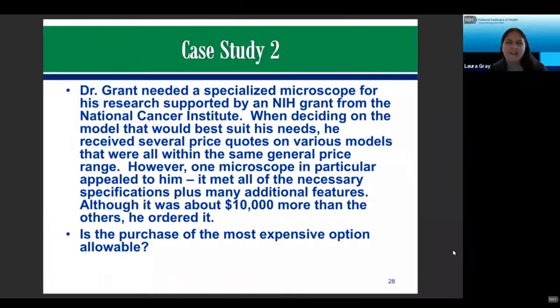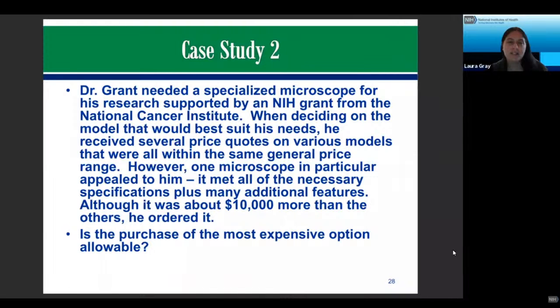Thanks, Philip. So in case study number 2, it says Dr. Grant needed a specialized microscope for his research supported by an NIH grant from the National Cancer Institute. When deciding on the model that would best suit his needs, he received several price quotes on various models that were all within the general price range. However, one microscope in particular appealed to him.